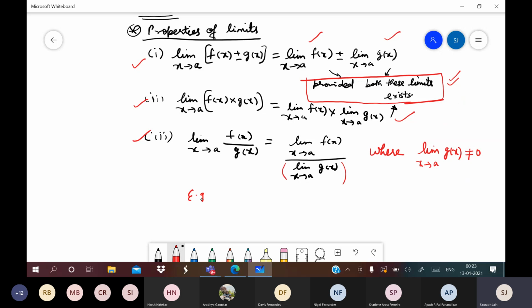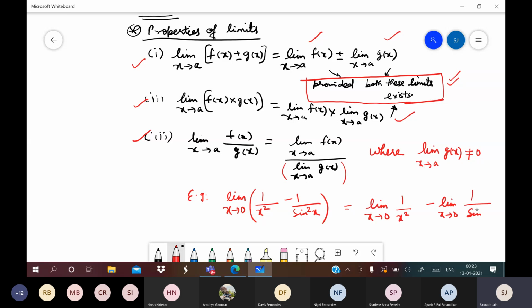Suppose we are asked to evaluate this limit. Right now we are not going to discuss how to evaluate this limit, but I will tell you what you are not supposed to do. Suppose this is the question. You have to find this limit: x tends to 0, 1 by x square minus 1 by sin square x. One thing which is clear is that you should not write it like this. This is wrong here.